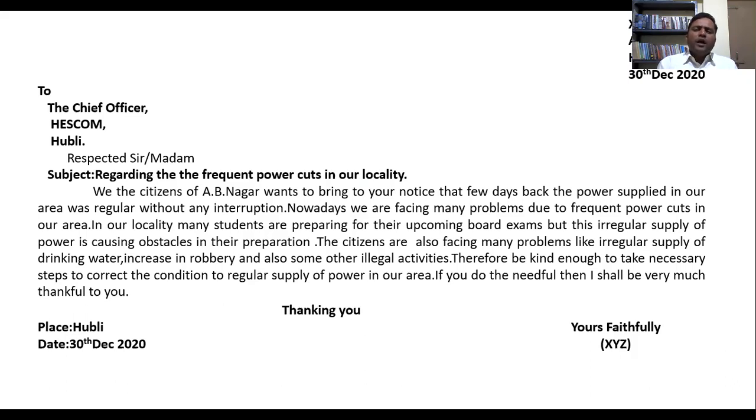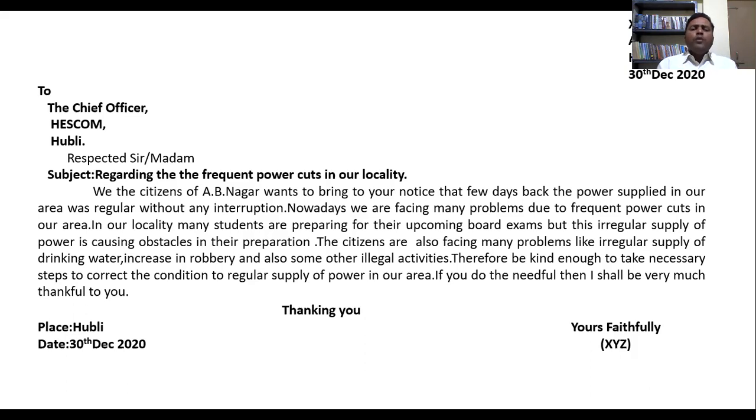So a few days back, how the power supply was, it was being supplied well a few days back. Now what is happening, you have to state that problem. So what is the problem you are facing now? Write that like this: nowadays we are facing many problems due to frequent power cuts in our area. Now, because of this power problem, the electricity is not being supplied properly. So that's why we are facing many problems.